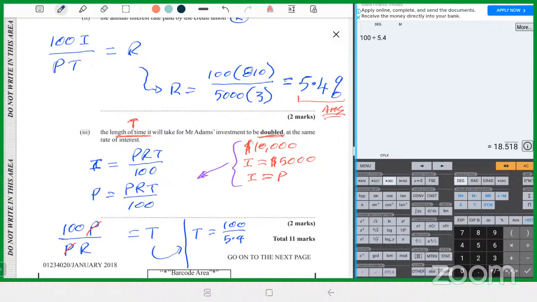18.5 years. The length of time it would take for the investment to be doubled in value at the same rate. I'm going to put 19 years, because it's more than 18 years. So I could write 18.5, 18 and a half, but generally speaking, they calculate the interest at the end of the year. So I'm going to write approximately 19 years. It will take 19 years for the investment to double. Understand that, guys?